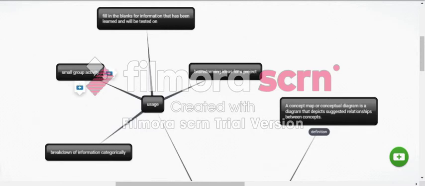Small group activities to maybe help you brainstorm ideas, work together, and put together concepts for team building things. And then breakdown of information categorically. This helps us categorically organize everything instead of just having a jumbled mess. So we're going to go back to the middle with concept maps.